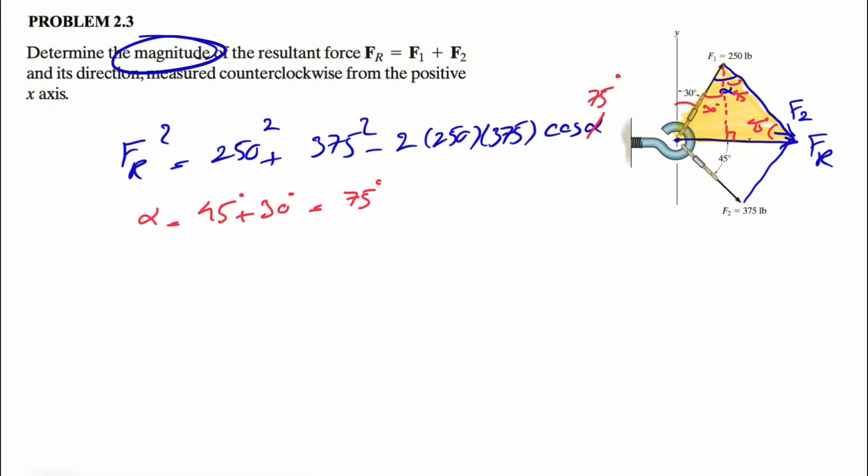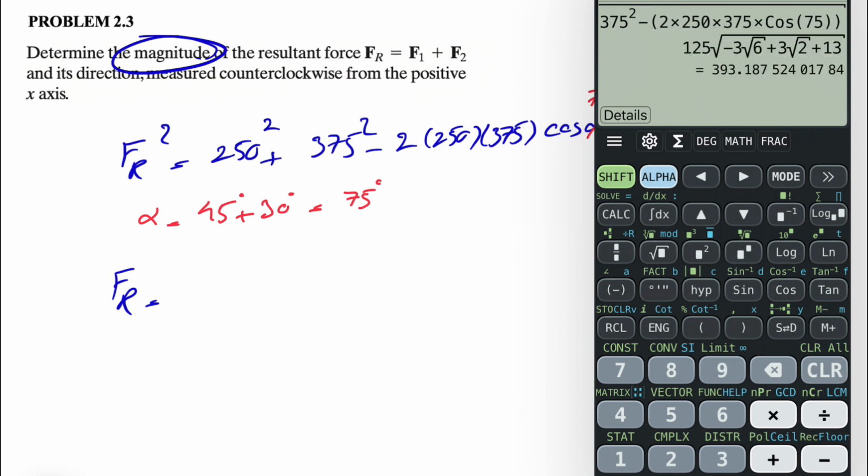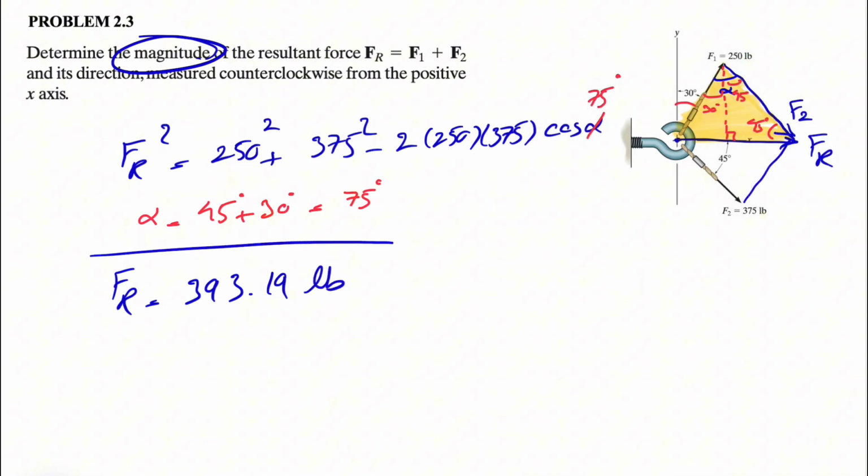So now we can find the magnitude of the resultant. If we want to find FR, we basically have the square root of the right side. So the square root of 250 squared plus 375 squared minus 2 times 250 times 375 times cosine of 75 degrees. Make sure to set your calculator on degrees, and that would be the final answer for us. It's going to give us 393.19. The unit is pounds in here, so we found FR, the magnitude of the resultant.